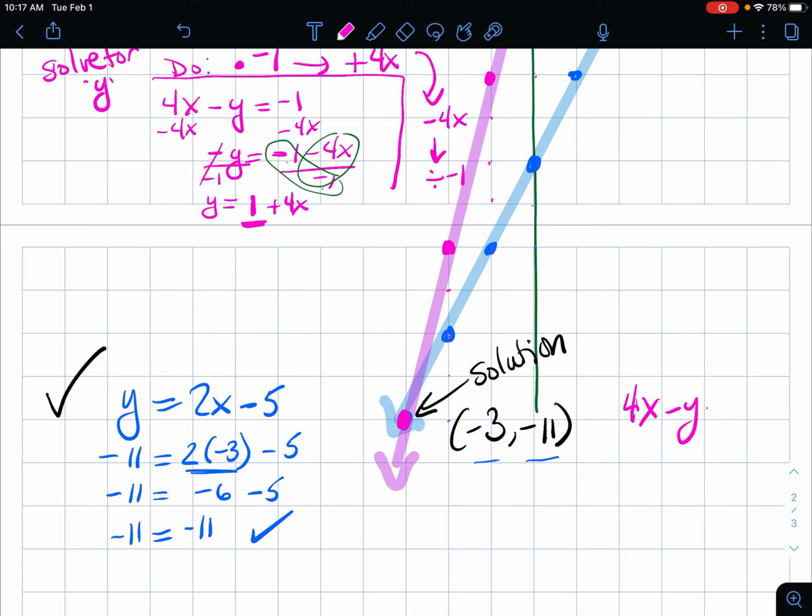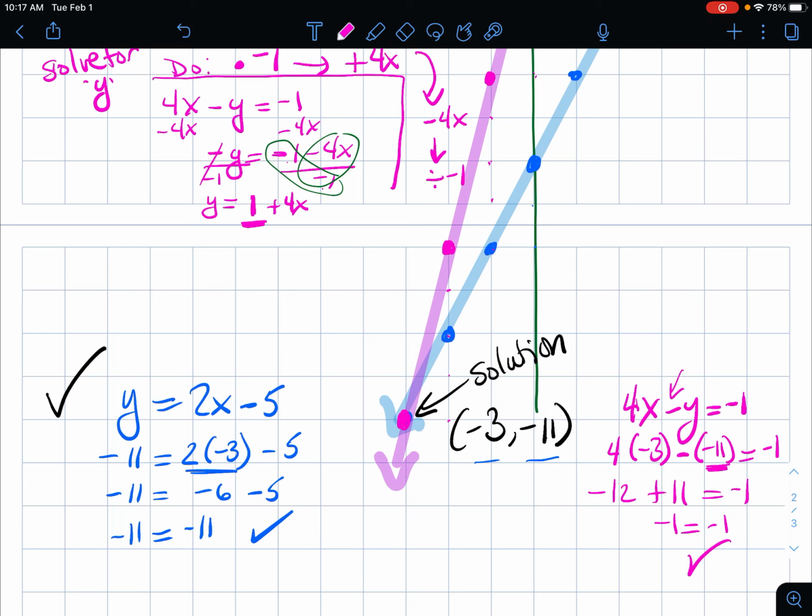Now, for the pink line, 4 times the x, that's -3, minus the y. Be careful here. That minus is part of the equation. The -11 is the y coordinate, so be careful. So we get negative 12 plus 11 is supposed to equal negative 1, and in fact, it does. So by plugging in your solution to both equations, you can ensure that you have the proper solution. It must work for both equations.